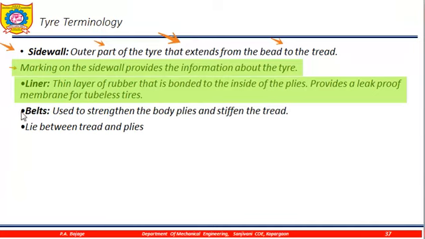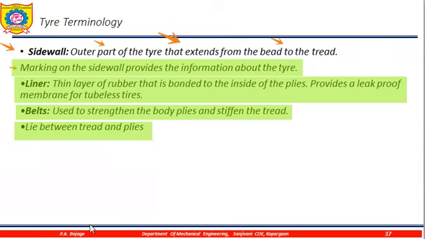What are the belts? Steel belts. These are used to strengthen the body plies and stiffen the tread, and it lies between the tread and the plies.